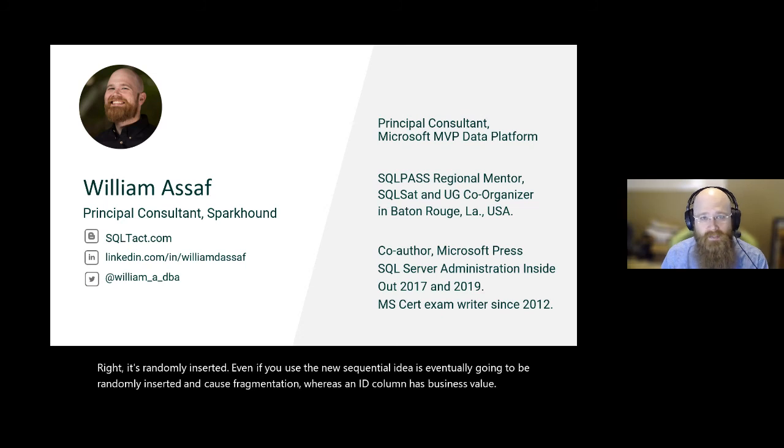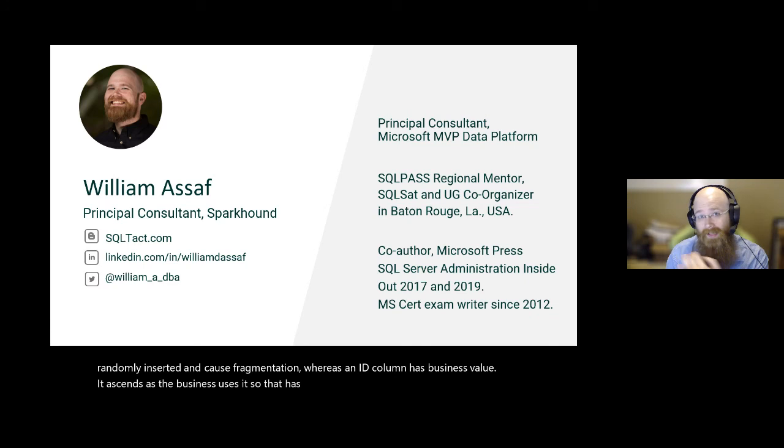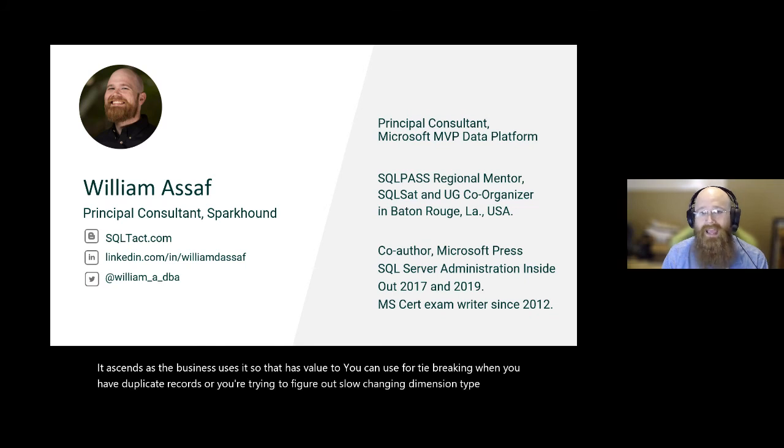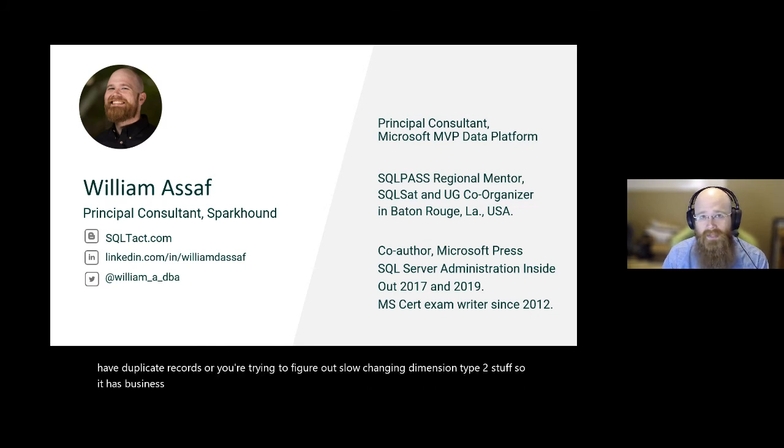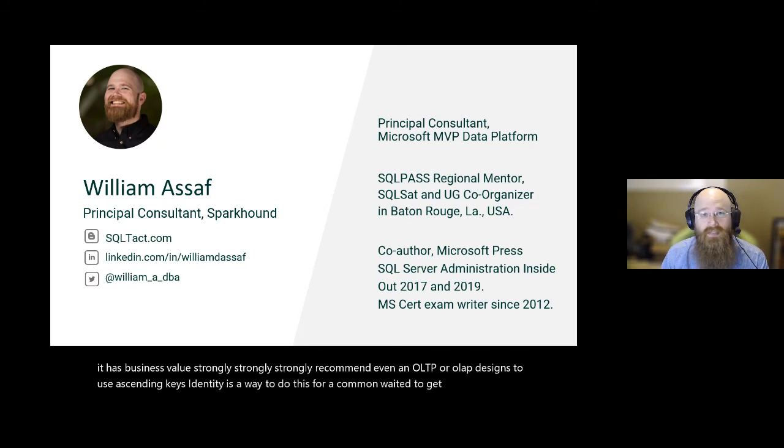It ascends as the business uses it. And so that has value to you. You can use that for tie breaking when you have duplicate records or you're trying to figure out slowly changing dimension type 2 stuff. So it has business value. Strongly recommend even in OLTP or OLAP designs to use ascending keys. Identity is a way to do this, a very common way to get that auto sequencing number. The sequence feature in SQL Server is another way to do that.